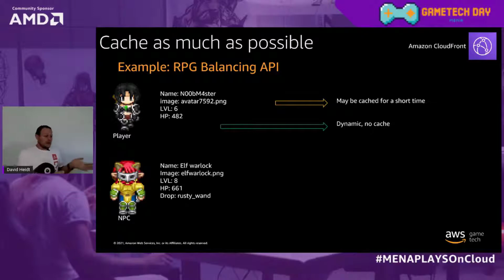However, when you have things like hit points or anything that is highly dynamic, of course, you mustn't cache. But again, you have more assets that maybe never change or very, very rarely change. For example, NPC values or some static configuration. And you can utilize CloudFront to cache even parts of a fully dynamic API to make the overall experience for your customers and gamers much faster.